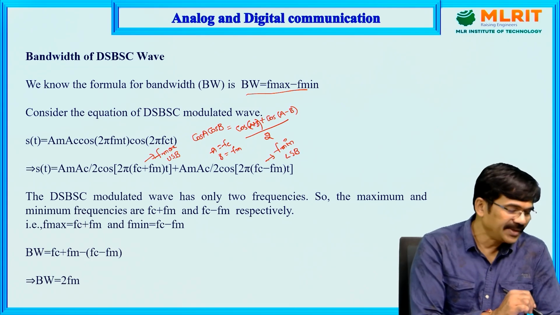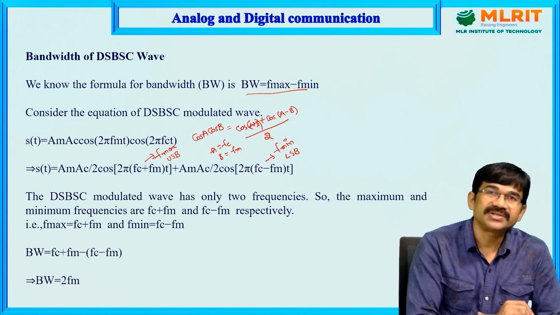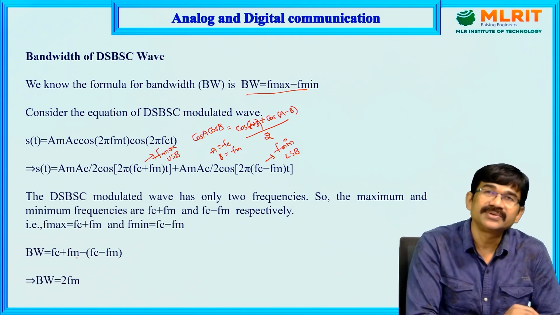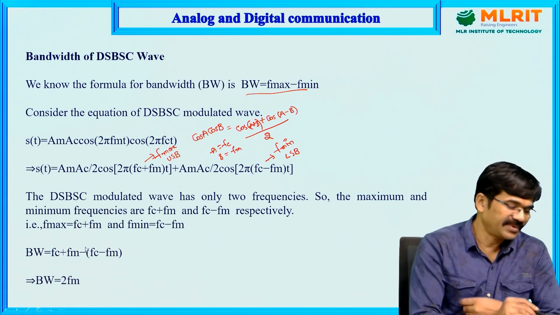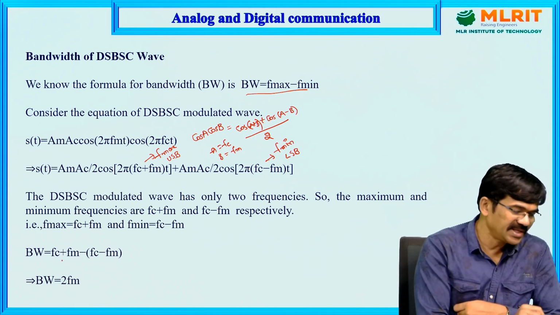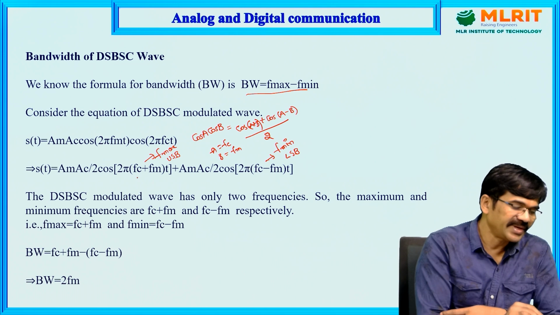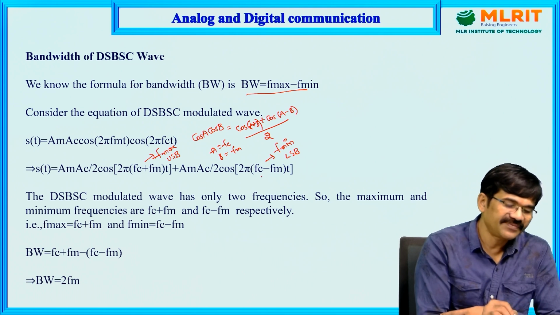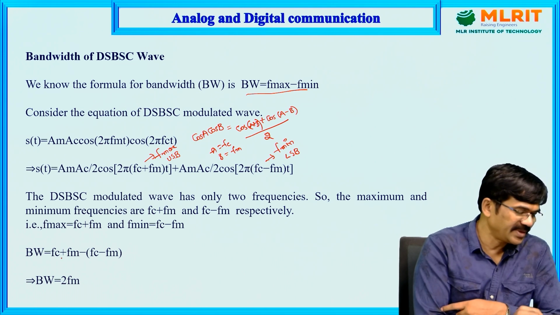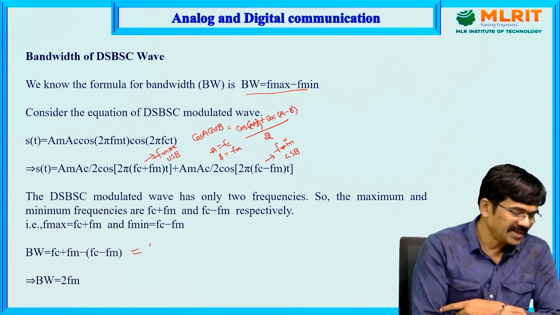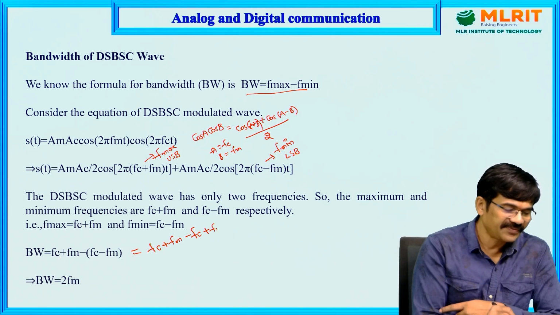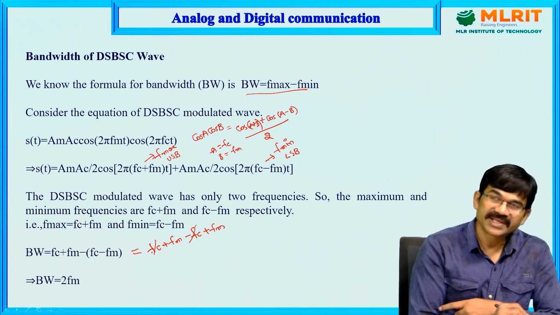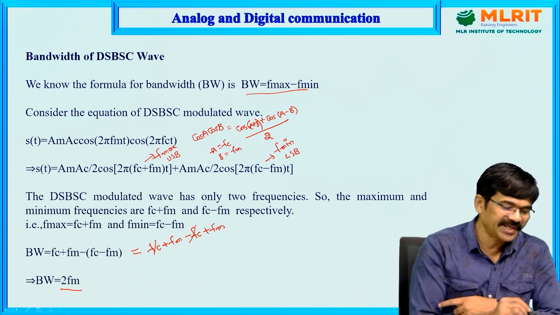According to the bandwidth formula, bandwidth is equal to f maximum minus f minimum. So this is the f maximum, fc plus fm, and fc minus fm is the f minimum. Substituting, f maximum fc plus fm minus (fc minus fm). So what is the value we are getting here? fc plus fm minus fc plus fm. Minus fc will cancel. So finally, what is the expression we are getting?